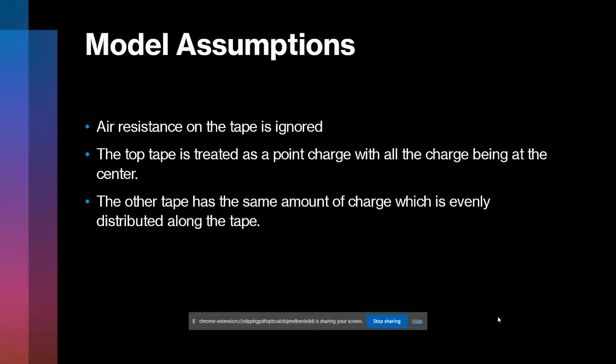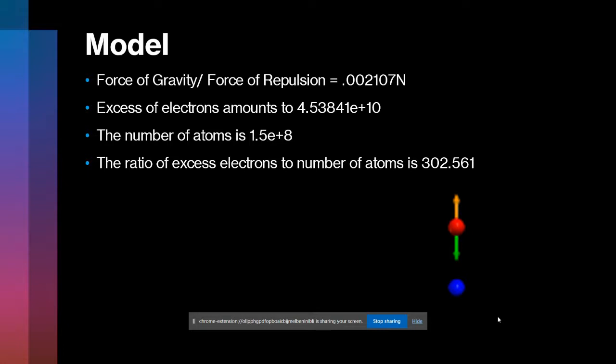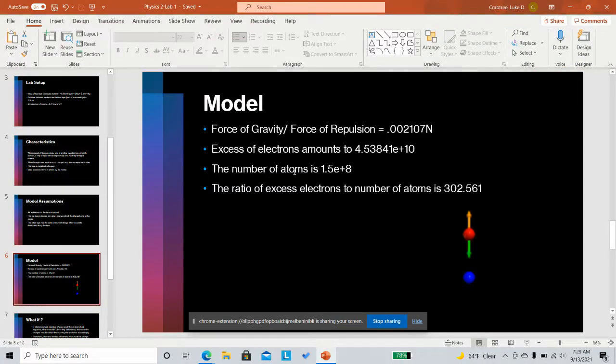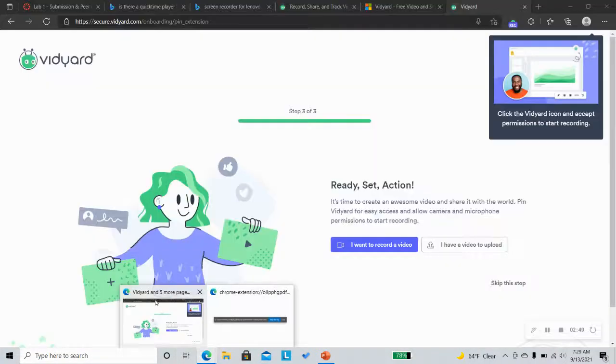The model goes off of certain assumptions, such as air resistance being completely ignored. The top tape also acts as a point charge, with all the charge being at the center, and the other tape has the same amount of charge, which is evenly distributed along the tape. And so the force of gravity and the force of repulsion found by the model is the given number here, 0.002107 newtons, and the number of excess electrons, the number of atoms, and the ratio of excess electrons to the number of atoms are as shown. I'll show that these are values given by my model for the experiment.